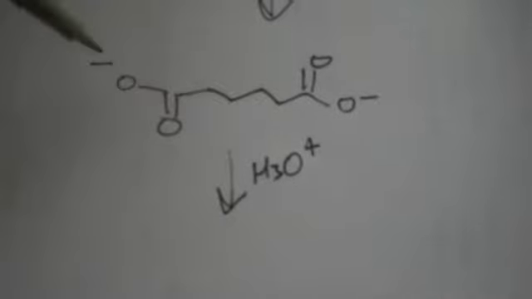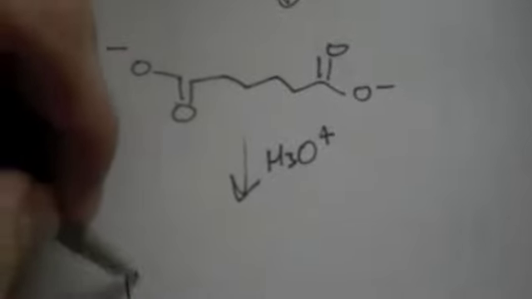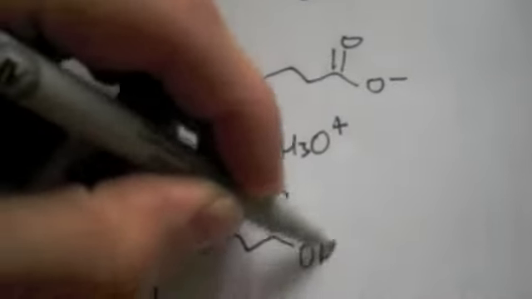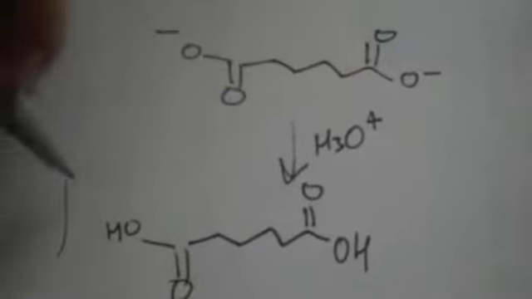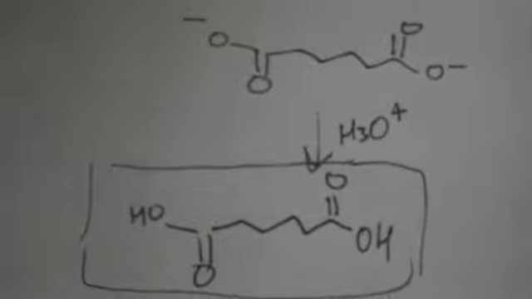what happens is they react with the O-, both of them, and we get a carboxylic acid on each side. And that is our final product. And that is reaction number 1.